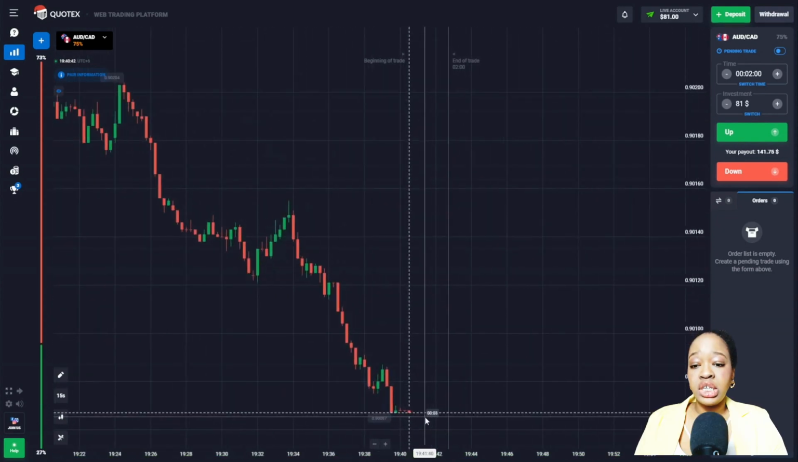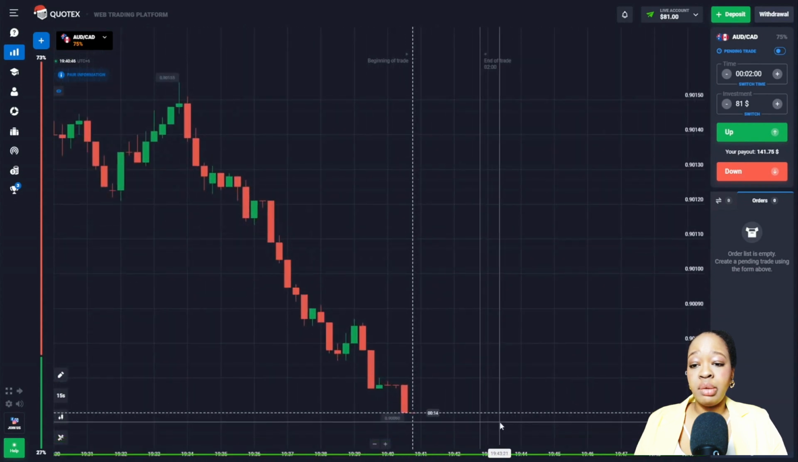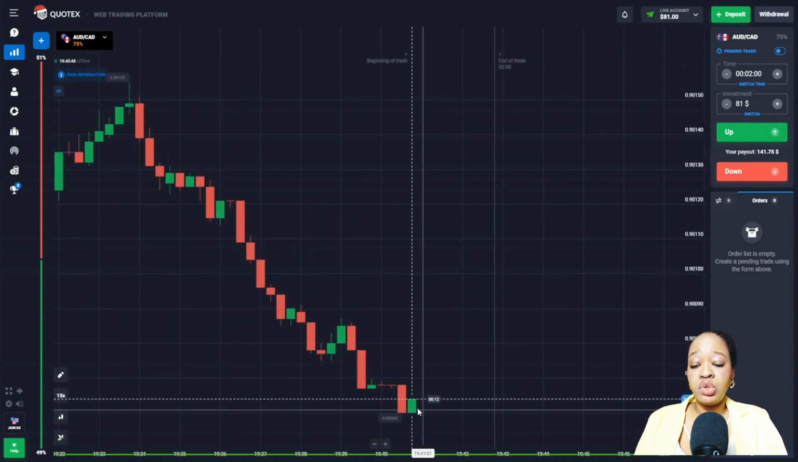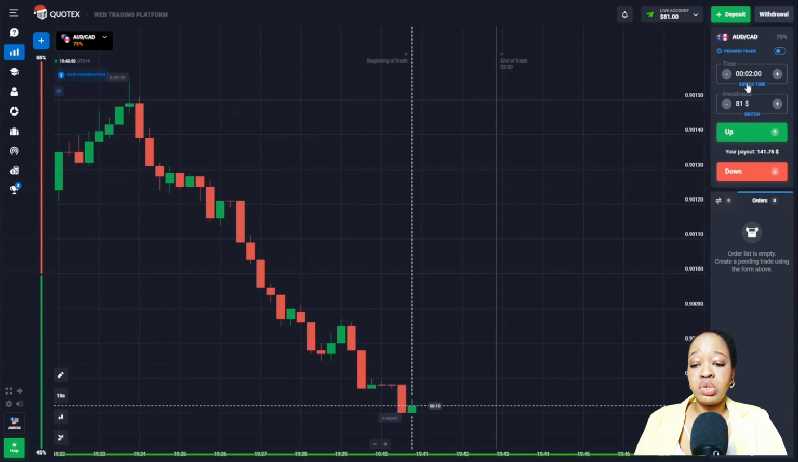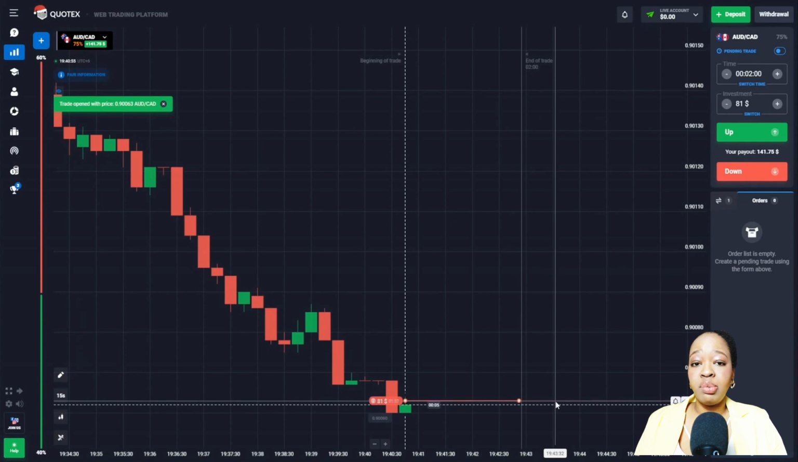Here you can see that the chart on the downtrend is actively approaching the support level. You can see an impulsive price decline. So here I'm going to open a trade down for 2 minutes because I'm sure that this time will be enough and the chart will definitely touch the support level. So let me wait and see.